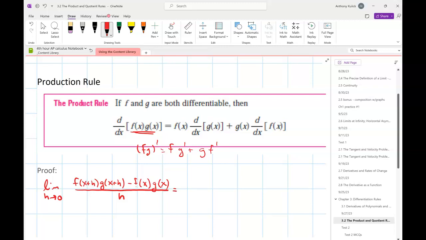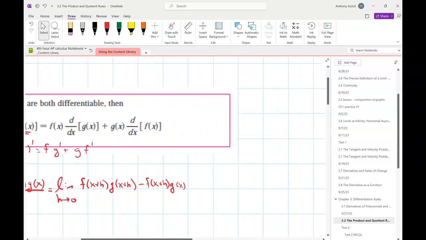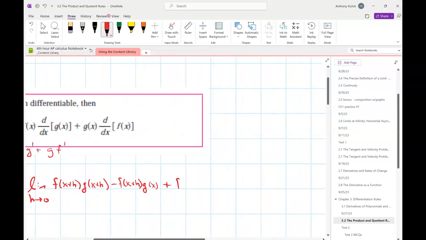What I'm going to do now is the tricky part. So here's the trick: I'm going to subtract f of x plus h times g of x, and then add f of x plus h times g of x.